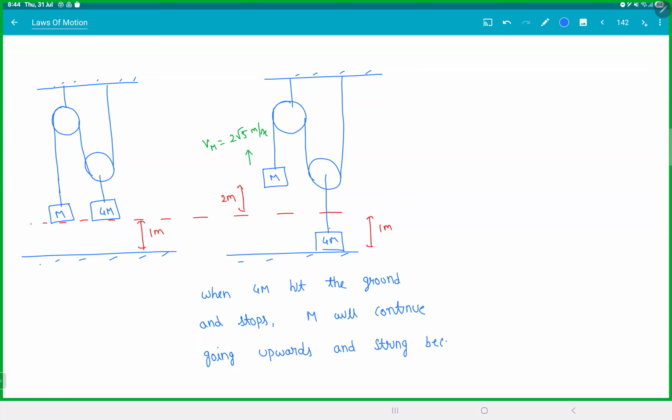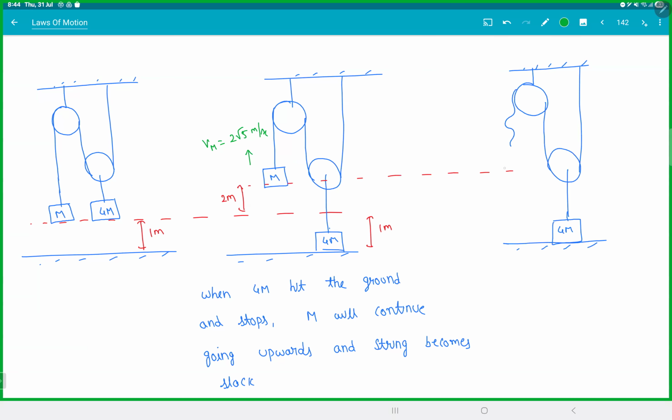You can focus on solving and listening. Don't worry about the notes. You'll get the PDF. So focus on solving the questions. String becomes slack. That means the next picture will look like this. You have a loose string like this. The 4M has hit the ground. So from this level, the block will go up like a projectile motion. Here it will come to rest.